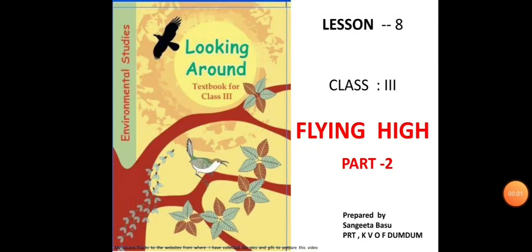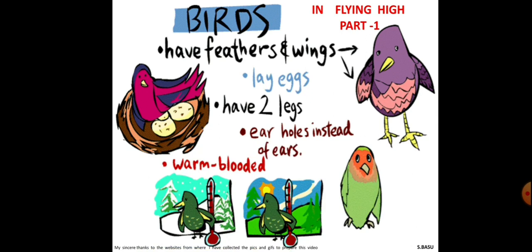Hello everyone. This video is the second part of the lesson Flying High. This is lesson number 8 from the book Looking Around, textbook for class 3 environmental studies. In part 1 of the lesson Flying High, we dealt with how birds are different and the special features of the birds. Birds, as we all know, have feathers and wings which help them to fly.